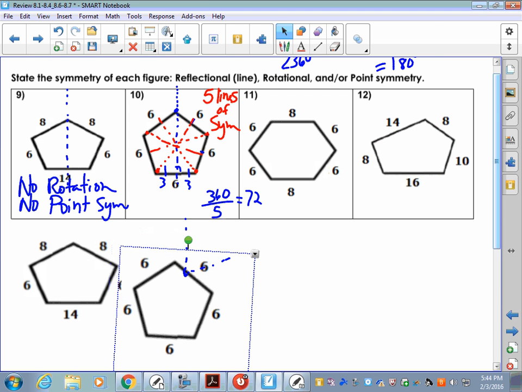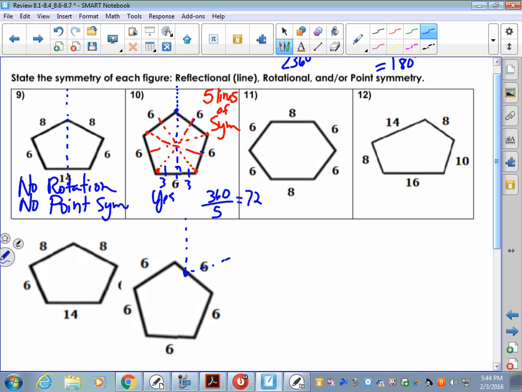So we have 72, and if it has rotational, then it's going to have point. So this was yes for rotational, and I'm going to abbreviate that, and yes for point.